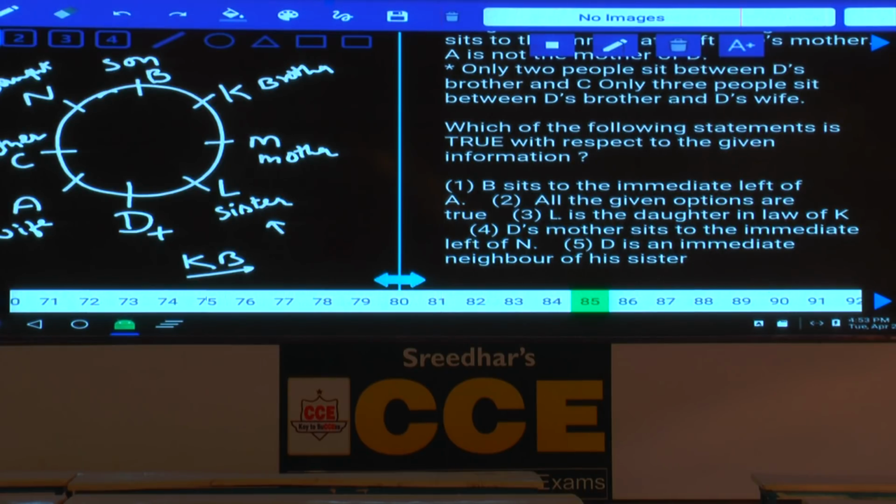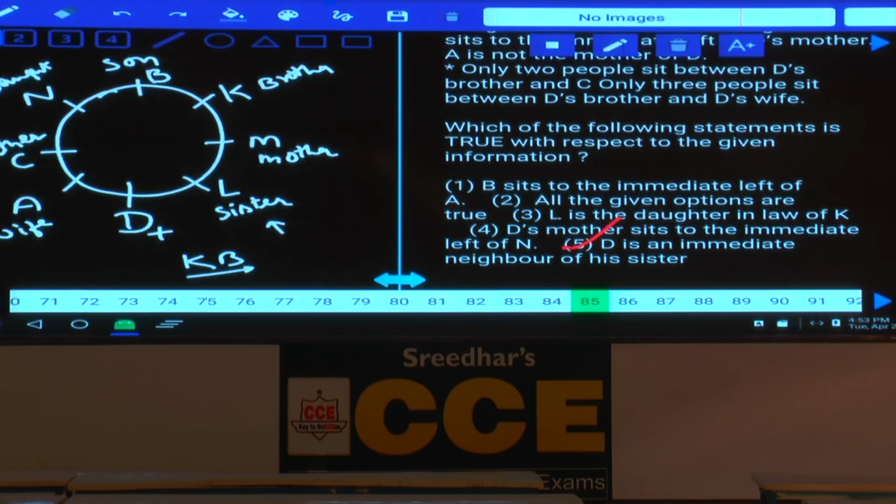And choice 4, D's mother sits to the immediate left of N. Who is D's mother here? M. M sits to the immediate left of N, that is also false. And D is an immediate neighbor of his sister. Yes, L is D's sister, D and L are immediate neighbors. Choice 5 is the answer. Question number 85, choice 5.